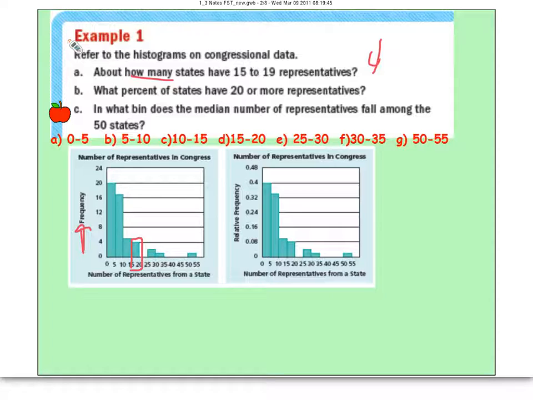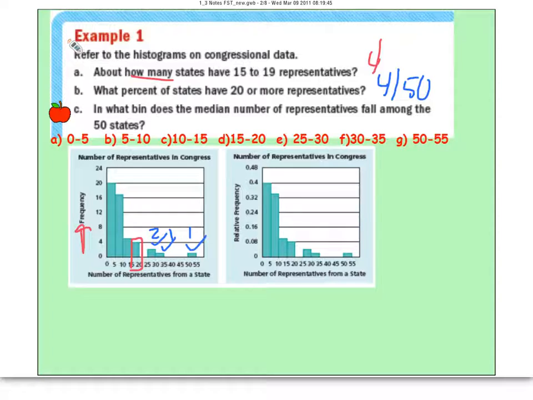Part B, what percent of states have 20 or more reps? There are 2 ways to look at that. If you want 20 or more reps, you could go to the counting histogram, the frequency, and count these 3 bars and get their total count. It looks like there are about 2 states in here, 1 and 1, and then you would say there's a total of 4 out of the 50 states, and you can get that percent.